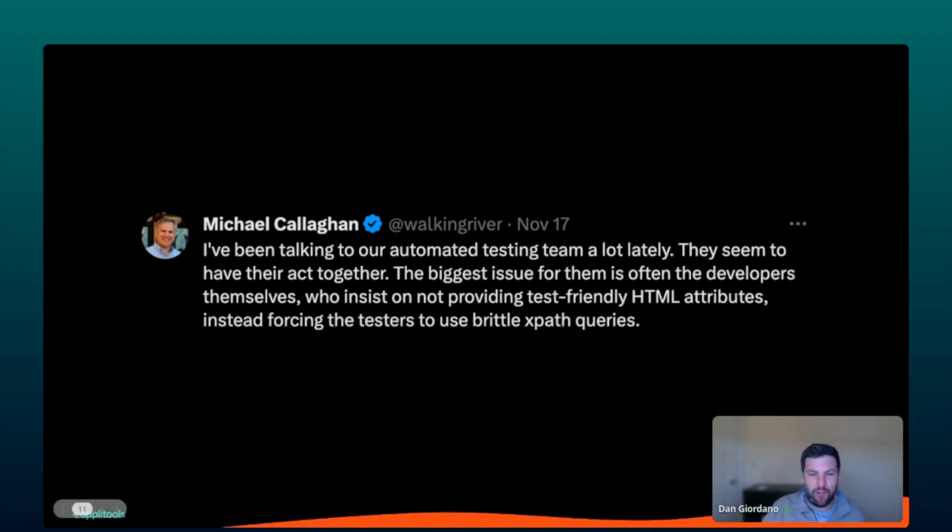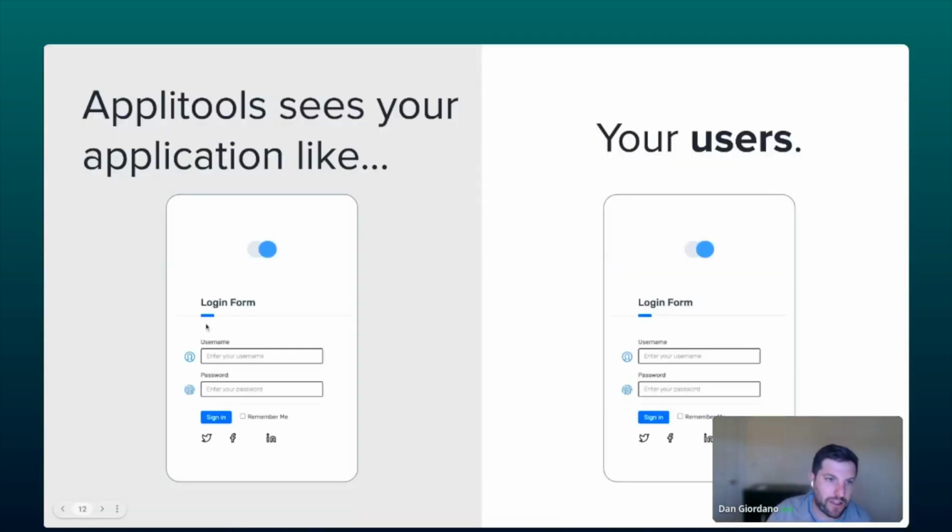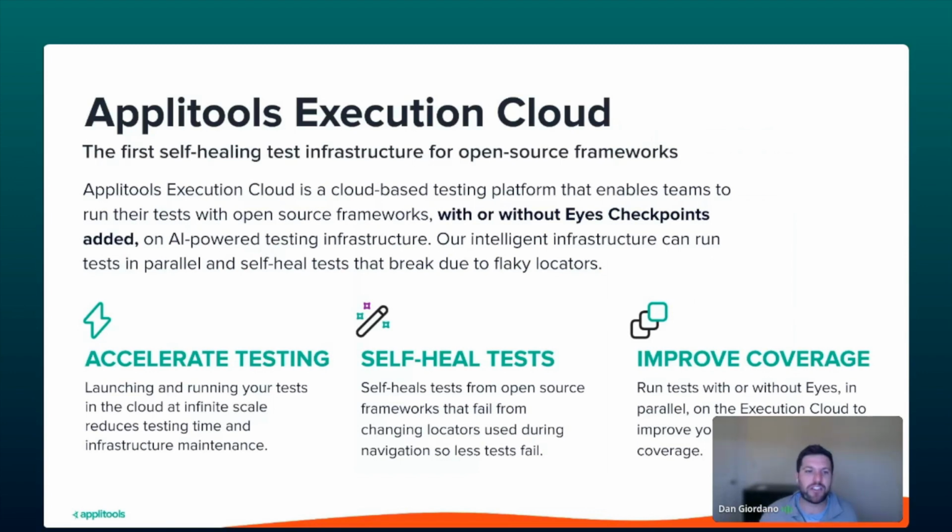And the big solve here, and what we'll talk about and show off, is Applitools with Visual AI seeing your application exactly like your users, right? We're using AI to look at the visual nature and the presentation layer of your application, and to take that snapshot. But we're also thinking about how we can use this on the interaction layer. And I think that's the big breakthrough that we've had with Applitools Execution Cloud. It's the first self-healing test infrastructure for open source frameworks, right?